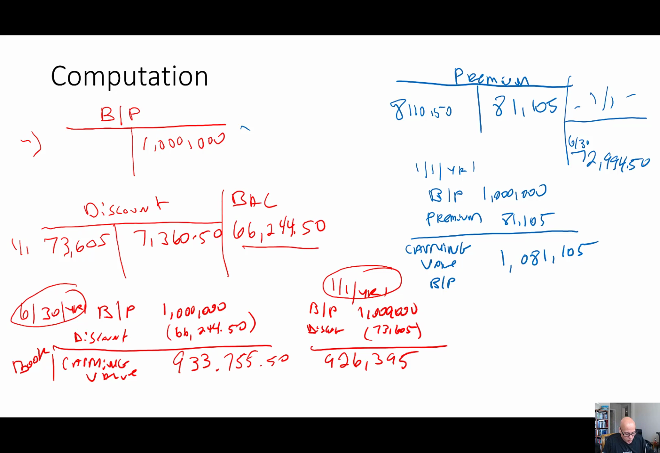Now, when I calculate the carrying value of the bond at 6/30 year one, bond payable is still sitting there at $1 million. Just picking up the T accounts.